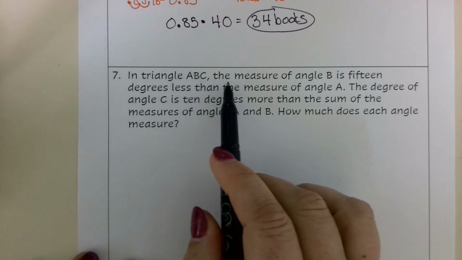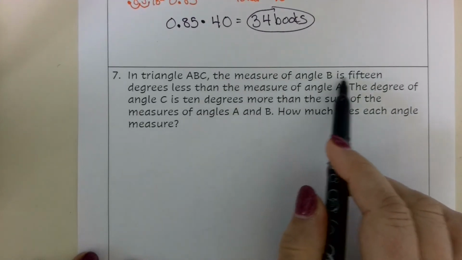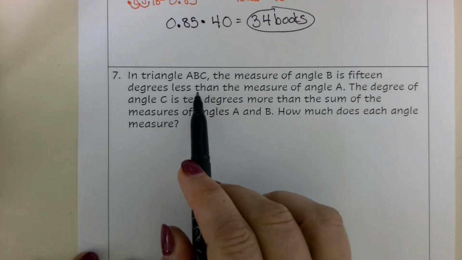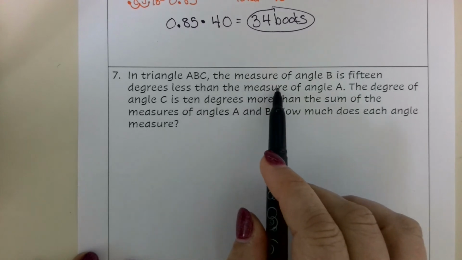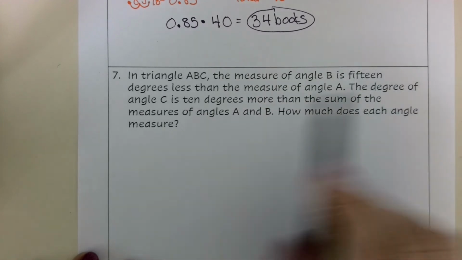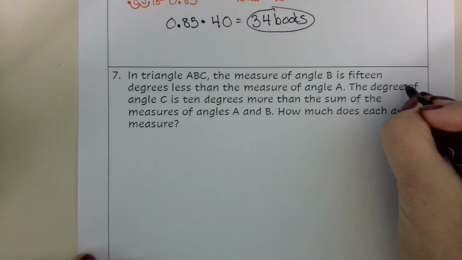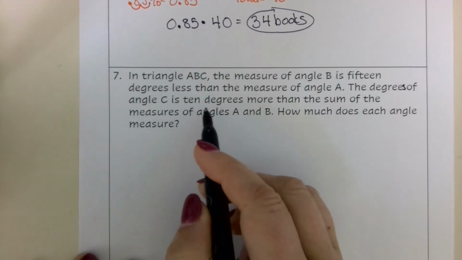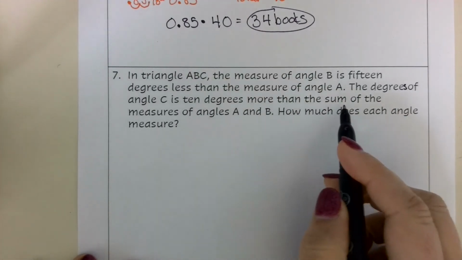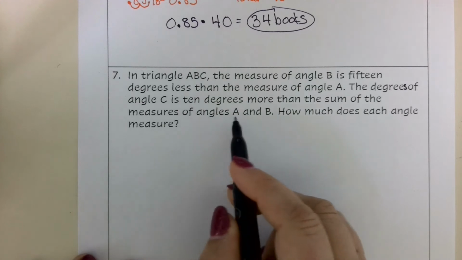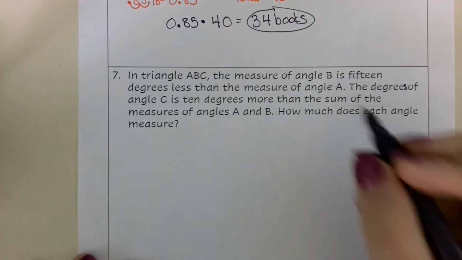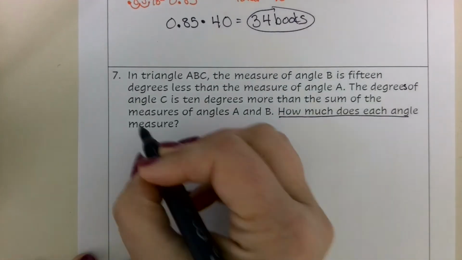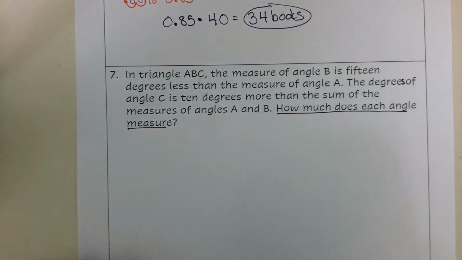In triangle ABC, the measure of angle B is 15 degrees less than the measure of angle A. The degrees of angle C, I should add an S there, is 10 degrees more than the sum of the measures of angles A and B. Here's the final question. That's a lot of words. How much does each angle measure?